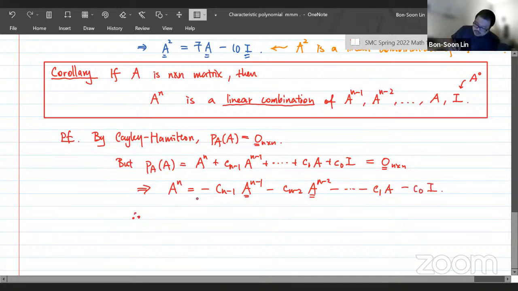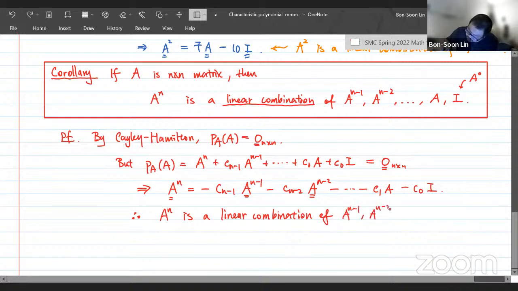And what does that mean? Look, this means that this A to the n power matrix is just some number, some weird number, times A to the n minus 1, plus some weird number, times A to the n minus 2, and so on, down to I. That is to say, A to the n is a linear combination of A to the n minus 1, A to the n minus 2, to the identity matrix, okay? Wow.